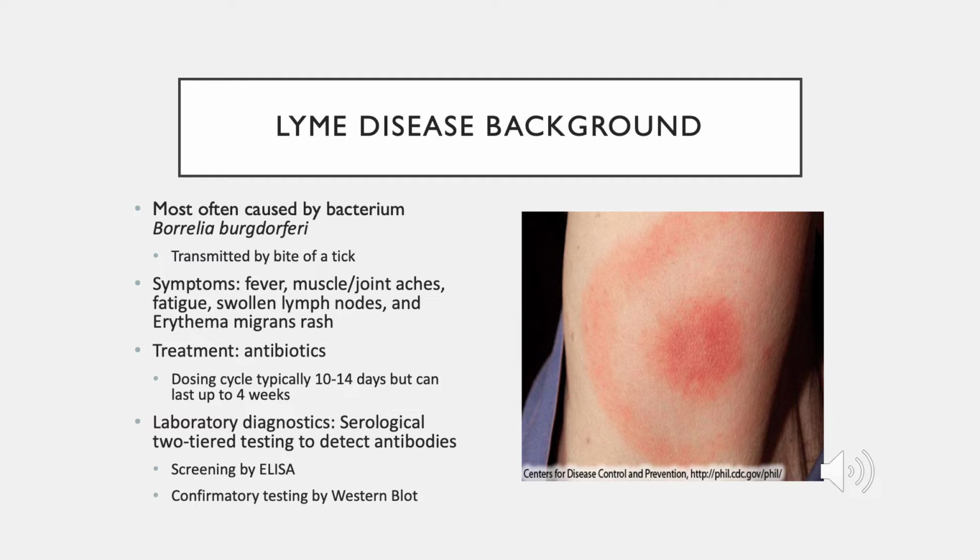Currently, serological two-tier testing is available to detect the antibody presence. A screening is done by ELISA and confirmation by Western blot. However, due to a delay in antibody production, false negatives are common.